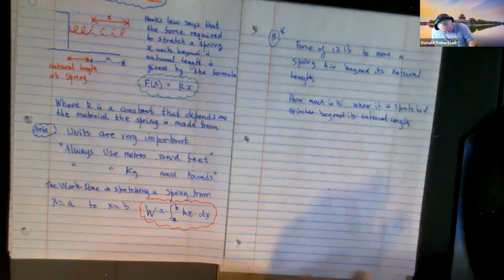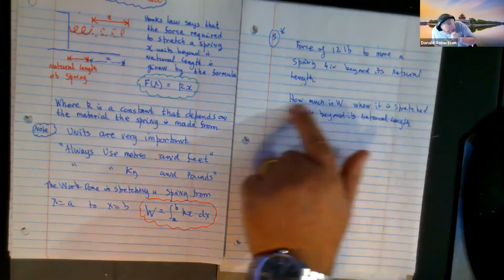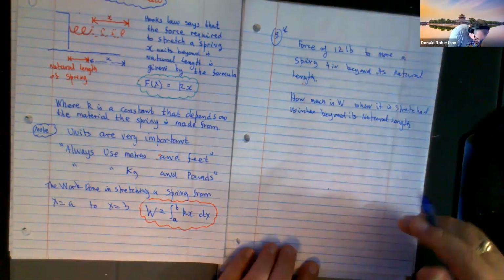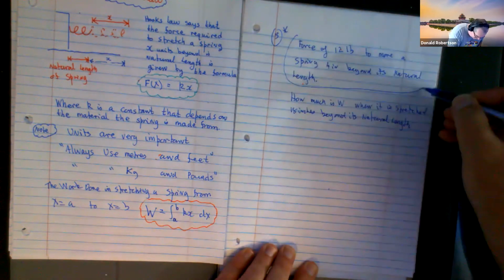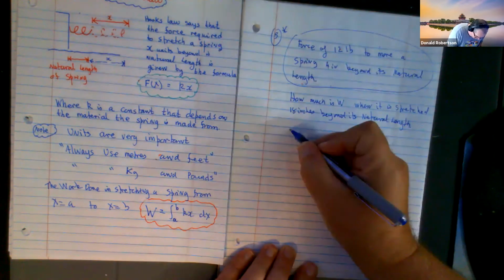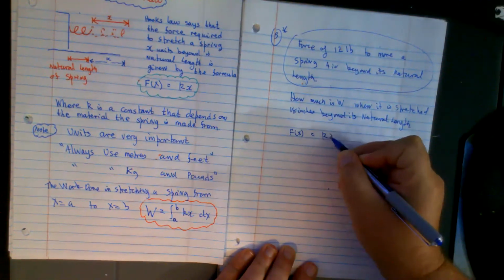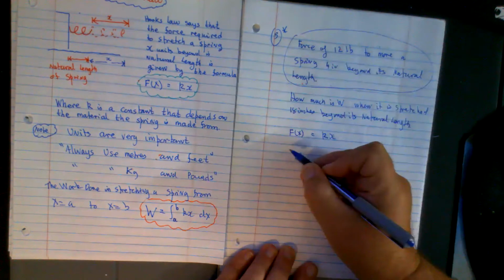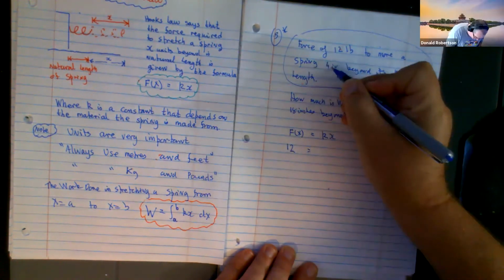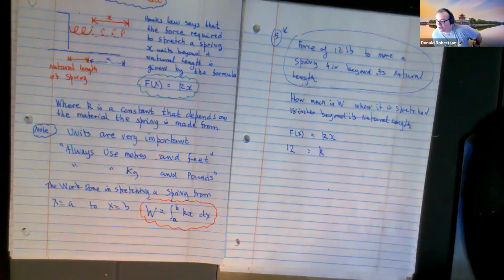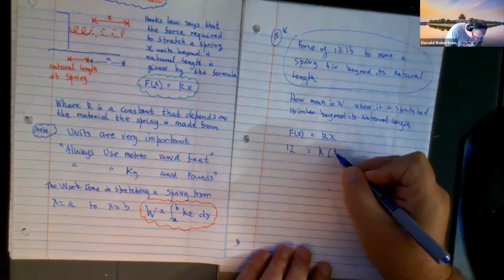Once we know what K is, we can do this: how much work would it do to do this stretch or that stretch? So let's use this information here. I know that the force function is K times X. In this case, the force is 12 and X is 4 inches. But I'm not going to use 4 inches, am I? What units will I use? Well, I have to use feet. So won't 4 inches be that guy?